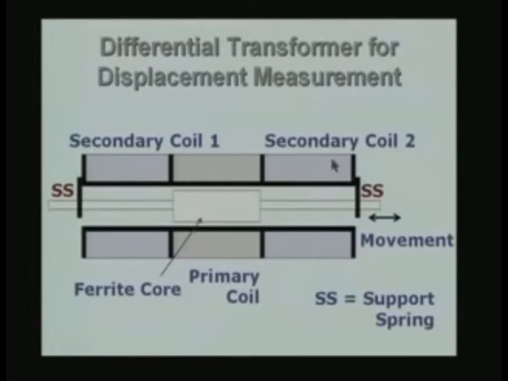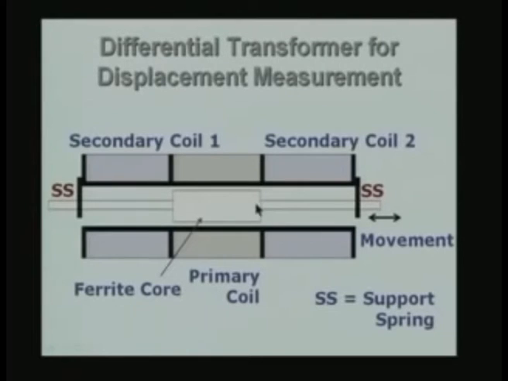Exactly how it is done we will see in a little while from now, maybe in the next lecture. So, secondary coil 1 and secondary coil 2 are going to produce the same voltage, and therefore, if these are subtracted I am going to get the null, which means that under the null condition the ferrite core is symmetric with respect to the two coils, secondary coil 1 and secondary coil 2. Suppose now we impress a small displacement either to the right or to the left. Let us see what happens.